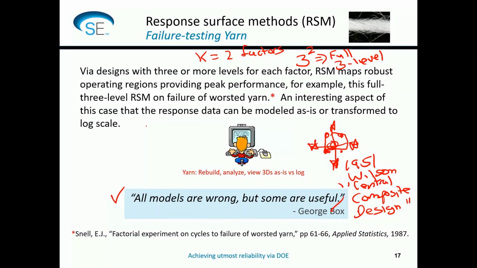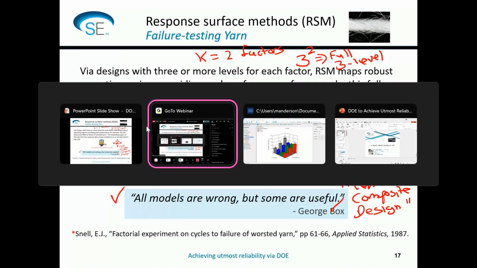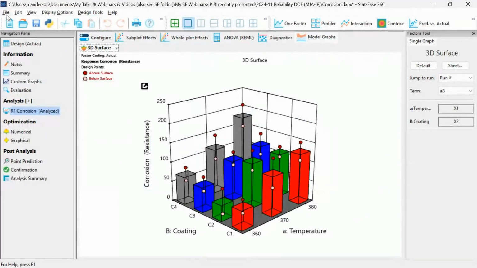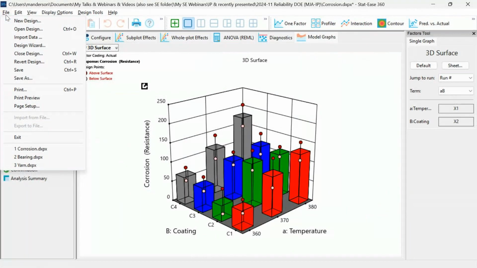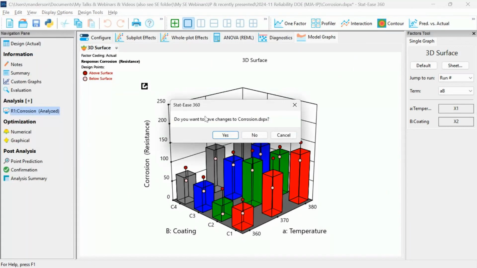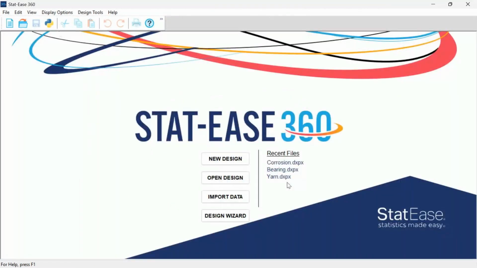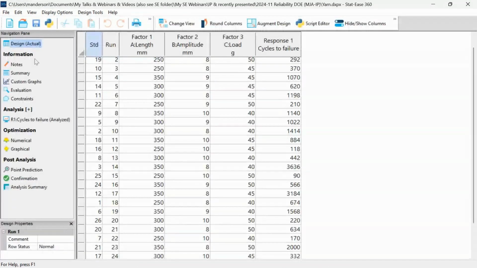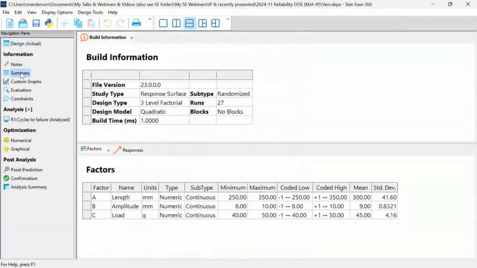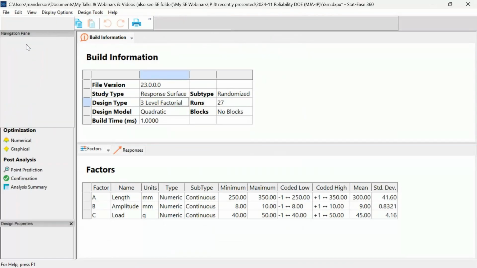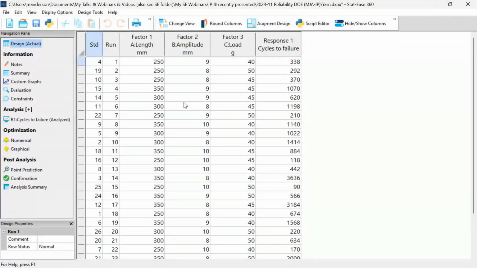Let's see what we have here on this classic study on factorial experiment on cycles to failure of worsted yarn. Now it says factorial experiment, but if we have 3 levels of each factor, it actually becomes a response surface method. So let's close this out. And then we've got this yarn example. And let's see what it says for the summary. Okay, 3-level factorial design. And this is available in our software under our response surface designs.